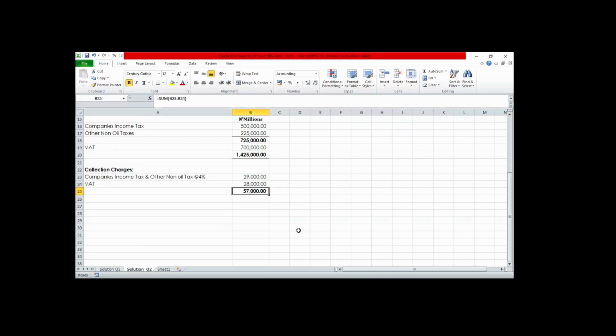Sorry, sir. How do you get 29K and 28K? How do you get 29K and 28,000? Now, this one, 4% of the 725,000, that's 29. While VAT is 700,000. That is 4% also being calculated for that.